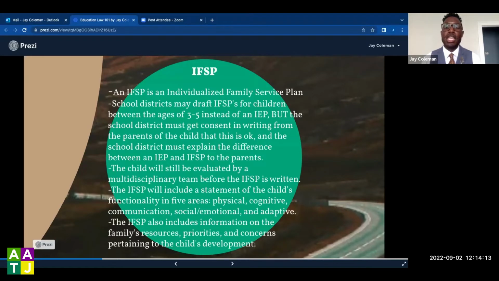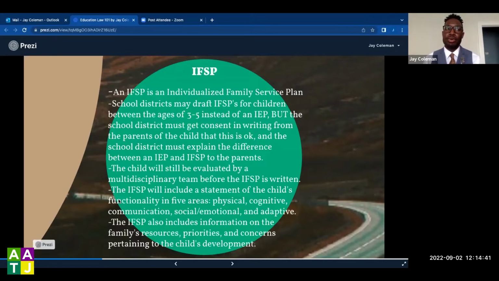The IFSP also will include information on the family's resources. So speech therapy, would the family be able to afford that? If not, is there some kind of remedy, or can we send them somewhere that gives free services? What are the family's priorities? What does the family see for this child? What are the family's goals for the child? What are their priorities for the child?